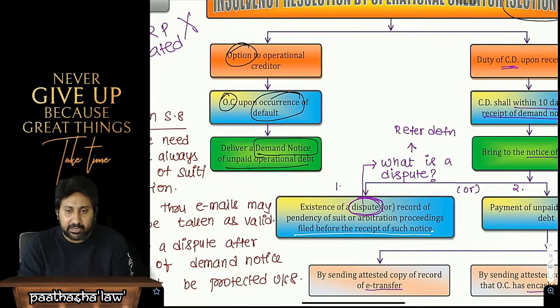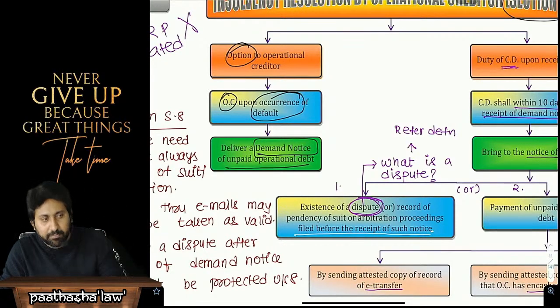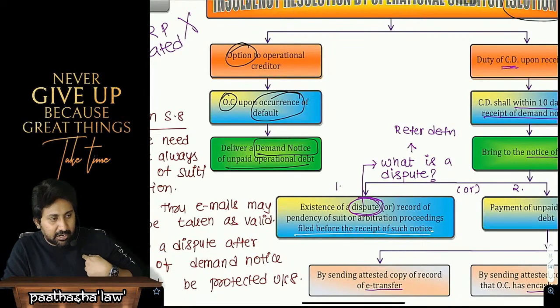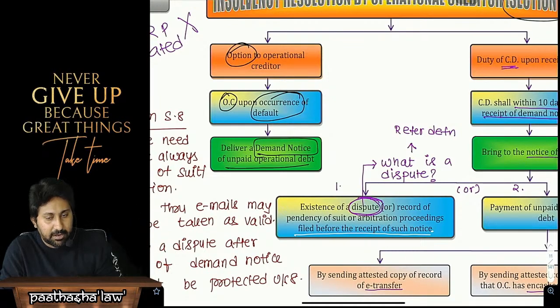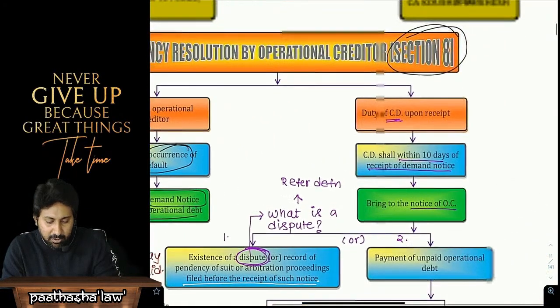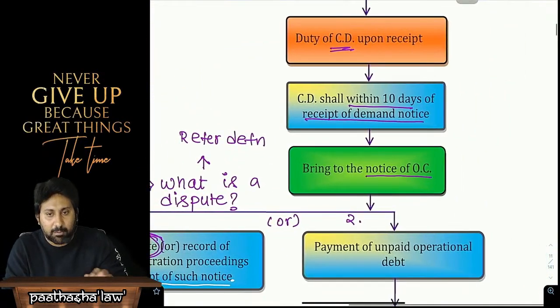Unpaid operational debt. Demand notice means I am an operational creditor, and I will demand the debtor, the corporate debtor, to pay me some amount. I will issue a demand notice. Which notice, sir? Demand notice. The demand notice will go to whom? It will go to the corporate debtor.